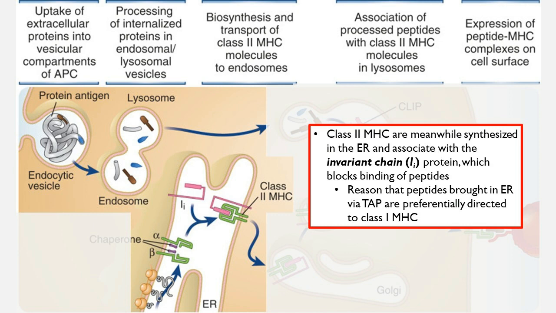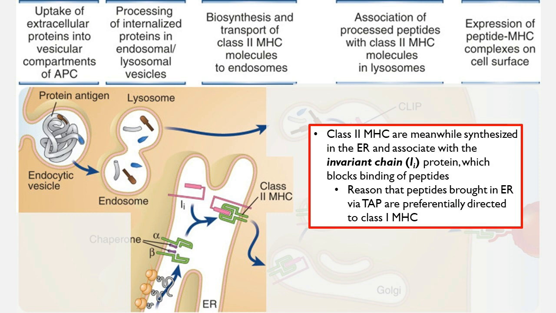So there's a special molecule called the invariant chain, which is a protein that binds to Class 2 MHCs in part to keep them stable, but also to block the potential binding sites of peptides that were brought in by TAP. And this is what directs those peptides from the cytosol preferentially to Class 1 MHCs, because this invariant chain is blocking potential binding sites on the Class 2 MHCs. The invariant chain also makes Class 2 MHCs stable during their transport to the Golgi complex.